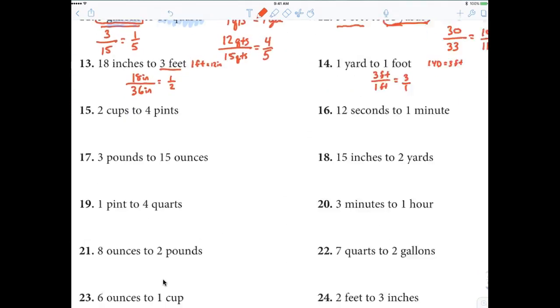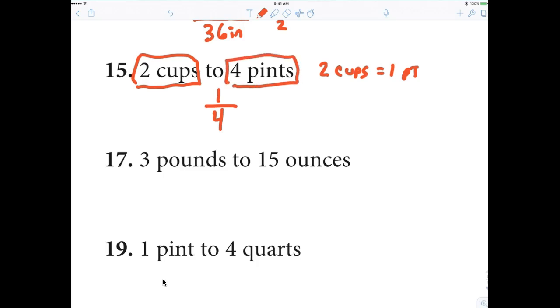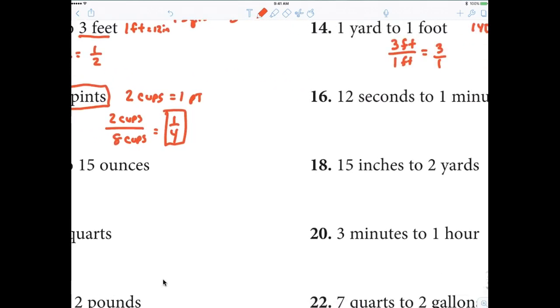All right, 15. Now, here you would just simply have to know that there are 2 cups in 1 pint. So one way of doing that is if I have 2 cups, I can just change that to 1 pint. So then it's 1 to 4. Now notice if you came over here and said I have 4 pints, I have 8 cups, look what happens. It would be 2 cups to 8 cups, which still reduces to the same answer, 1 to 4. So it doesn't matter if you convert the cups to pints or pints to cups, it will always reduce down to the same fraction.